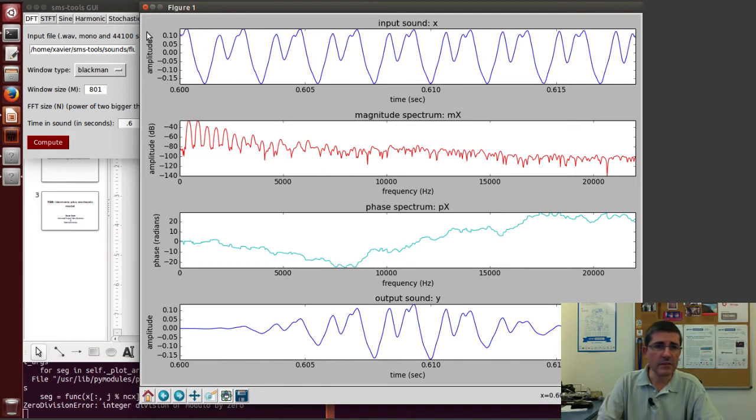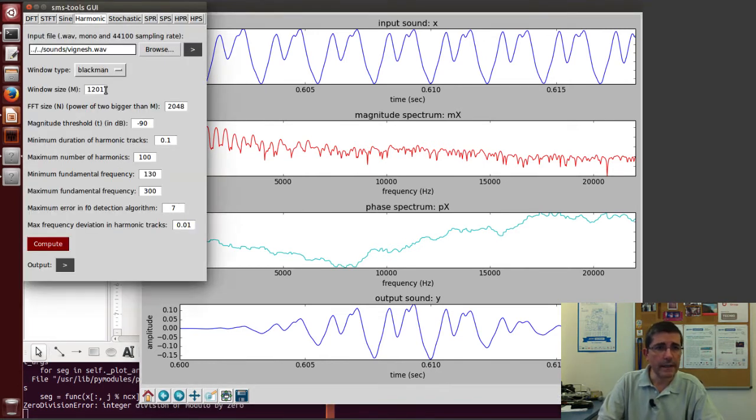Anyway, now let's go directly to the harmonic model, and let's apply the same parameters: 801, 2048. Now we have to choose the parameters for the peak detection and the harmonic detection. I don't think we need to go very far down in the spectrum for the harmonics, because as we saw, there are not that many. In terms of the duration of the harmonics, it's a stable note, so we might want to put 0.2 as the minimum duration. In terms of number of harmonics, there are clearly not that many, so 40 should be plenty.